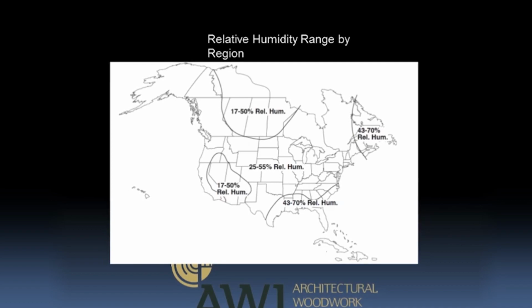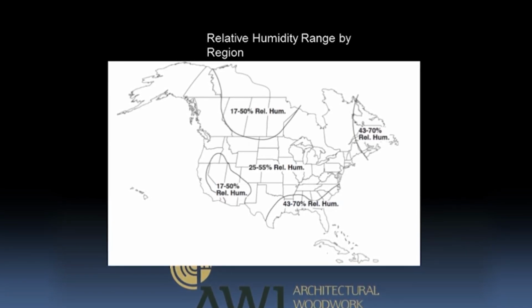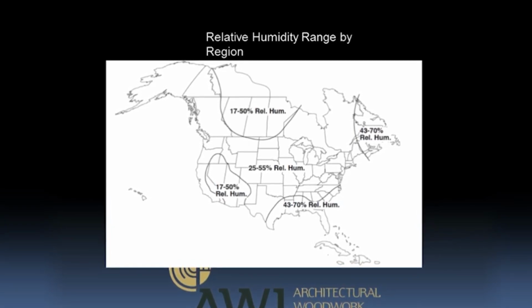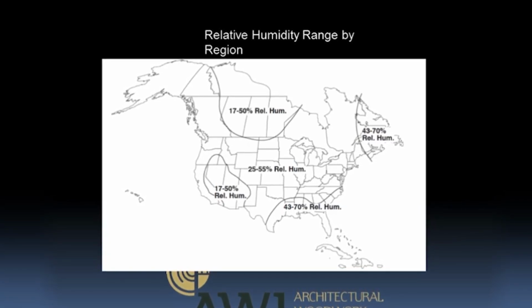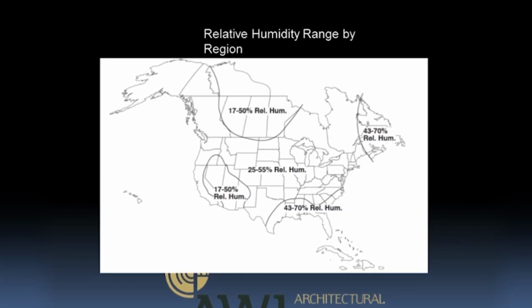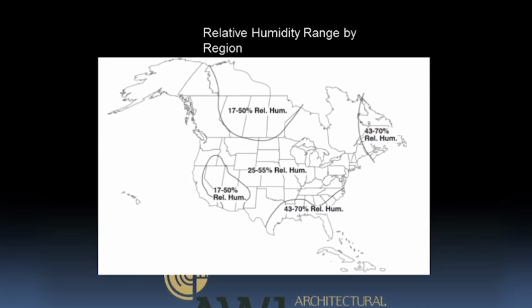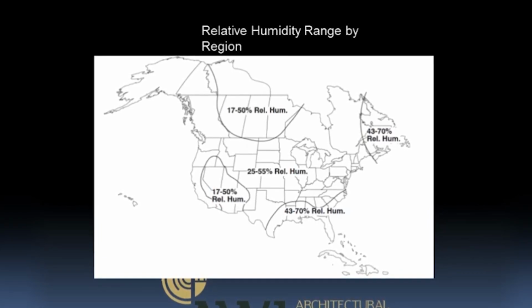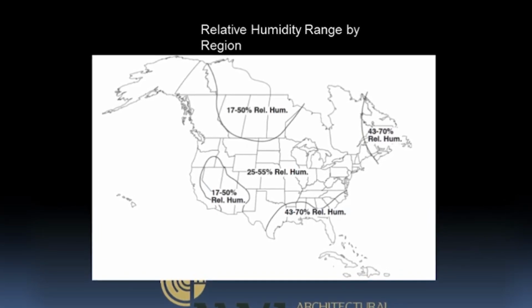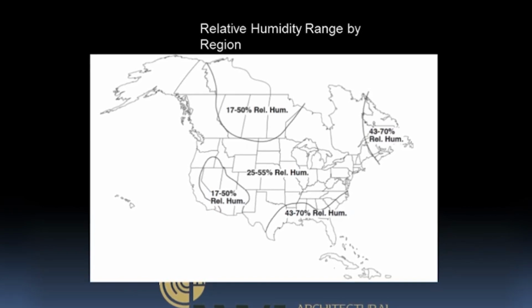That does change a bit in the Southwest, also in the Gulf states, up in New England, and in areas of Canada, it's a little bit different. So we have 70 to 50% in Canada and the Southwest, and we have 43 to 70 in the Northeast, and in the Gulf states, 43 to 70% as well.